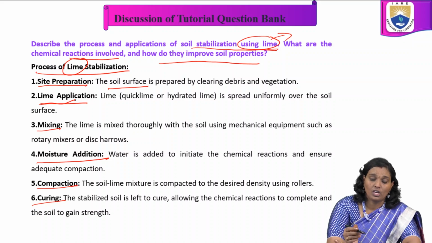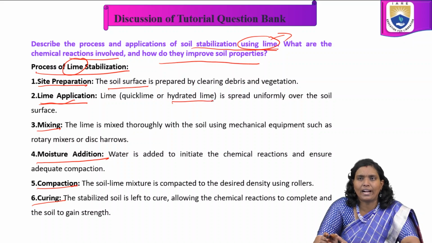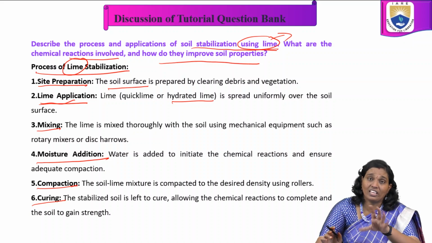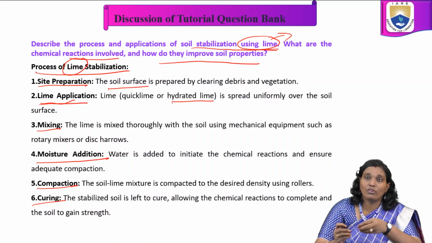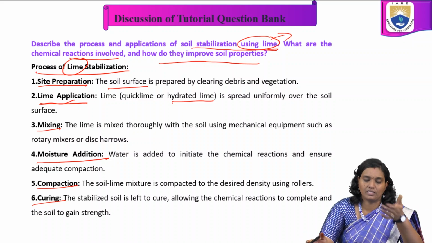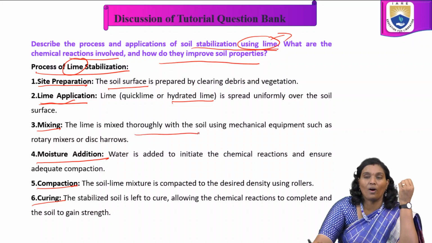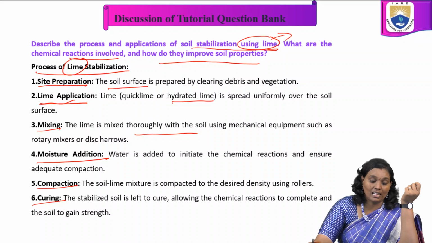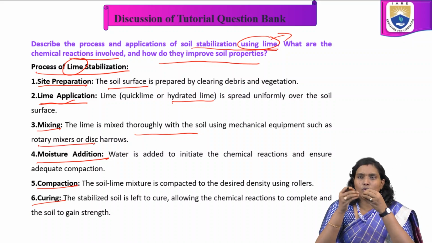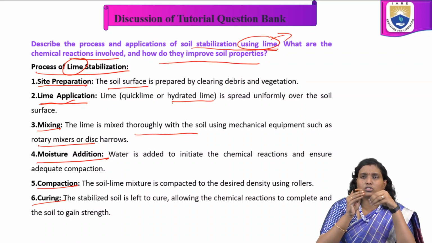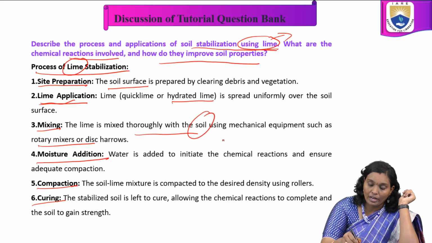In this lime, quick lime or hydrated lime is spread uniformly over the soil surface. For any kind of chemical, depending upon the nature of that particular chemical, we are applying it uniformly over the soil surface. Now the lime is mixed thoroughly with the soil using mechanical equipment such as rotary mixers. Based on that, we are mixing this chemical, whether it is lime or cement, thoroughly with the soil using the mechanical equipment.